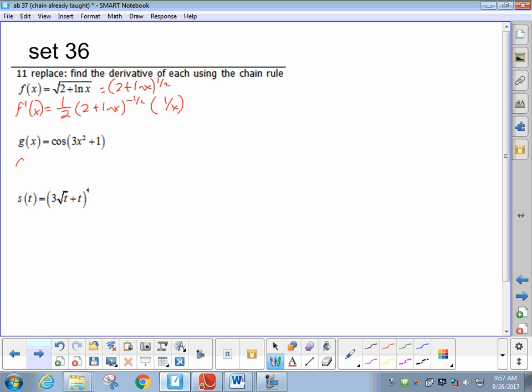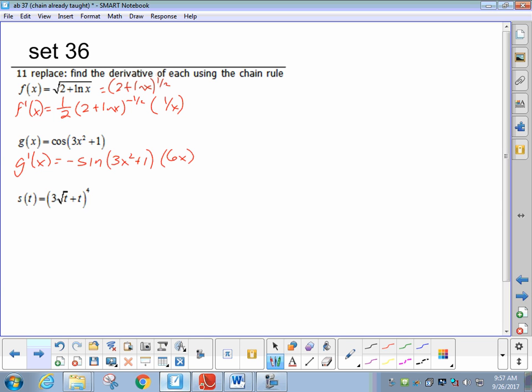So when I do the derivative of the outside, what's the derivative of cosine? Negative sine. And what happens to the inside? Stays the same. But then I multiply by the derivative of the inside. What's the derivative of the inside? 6x. And that is that.